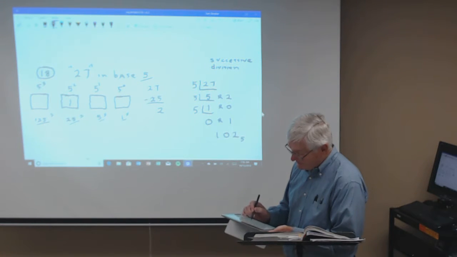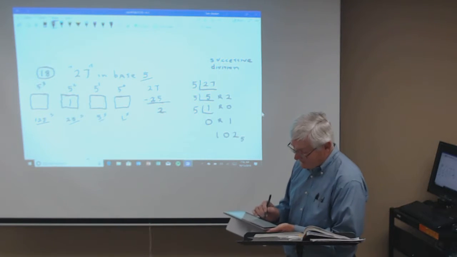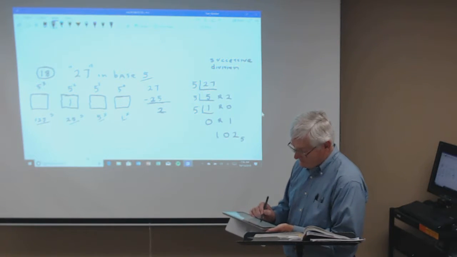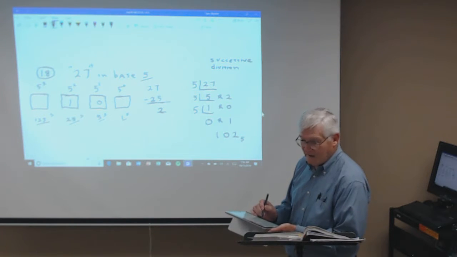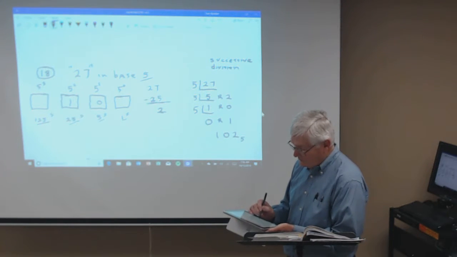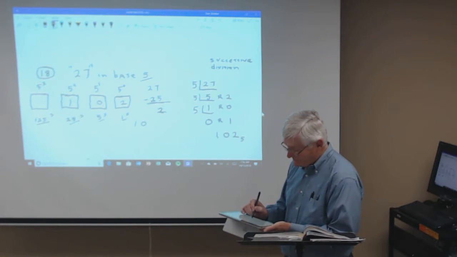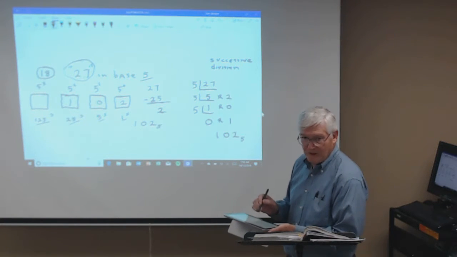See that? And that leaves me with what? Once I take 25 out, that leaves me with 2. So how many 5's in 2? 0 5's. And then how many 1's in 2? 2 1's. So the answer is 1, 0, 2 in the base 5. That's what 27 is equal to in the base 5.